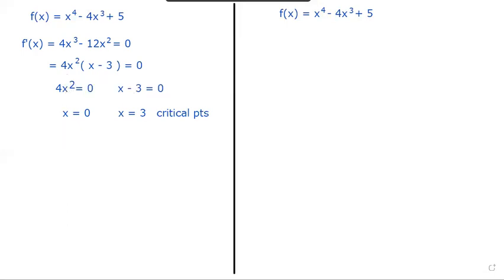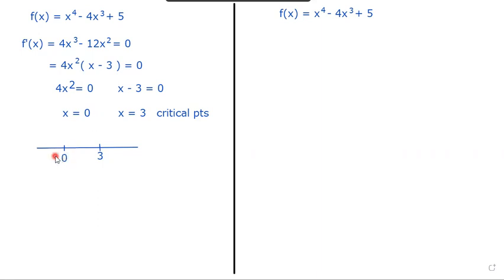All right. Now, what we want to do is set up a number line with our critical points. This is a key step. We want to set up a number line. On this number line, I'm going to put my critical points, 0 and also 3.